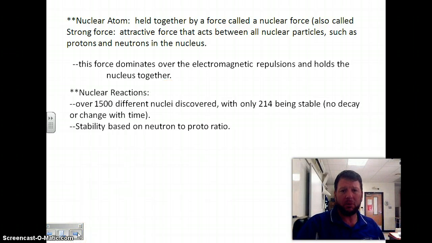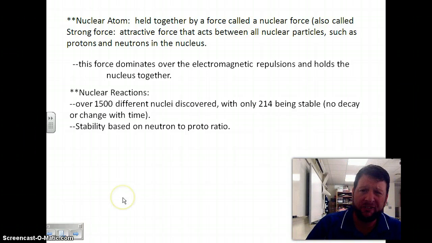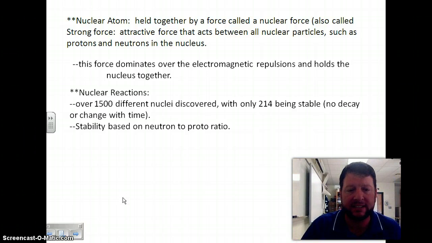Okay? Now let's talk about what a nuclear reaction is. There are over 1,500 different nuclei discovered, and of those 1,500 nuclei that are discovered, only 214 are stable. Stability basically means that they will not decay over time, or they will not change over time. Okay? That's what decaying is. We know decaying as something that's breaking apart. Decaying when it comes to nuclear reactions, we're talking about these nuclei, and they break apart or they change over time.